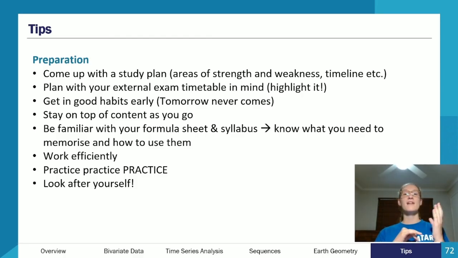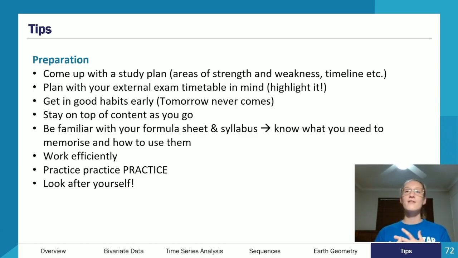For some people, that involves a list of strengths and weaknesses. It might involve a bit of a timeline. It might involve thinking about when your external exams are, which is a bit closer to the date once you know when your externals are going to be. And also, like I said, get in good habits now.